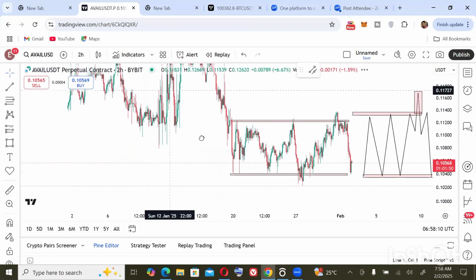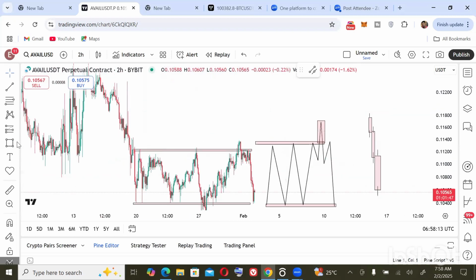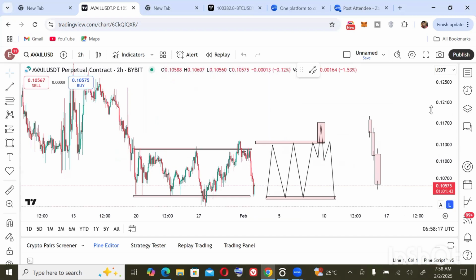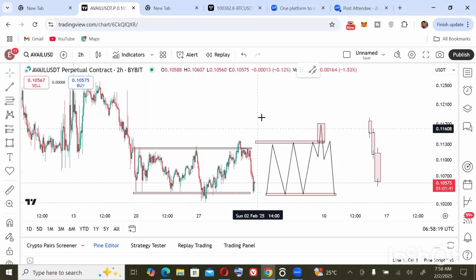It's called a distribution of price, meaning sellers are actively willing to sell.